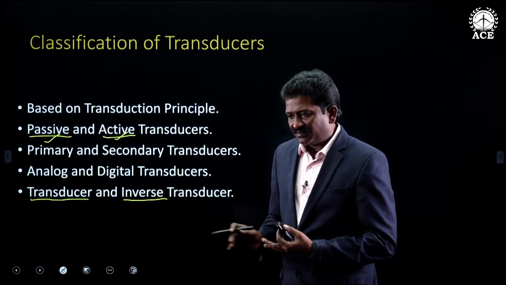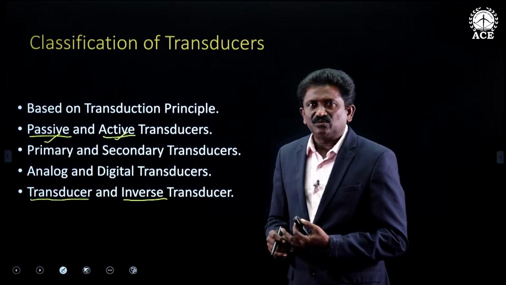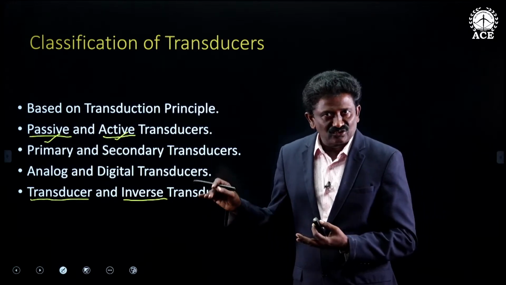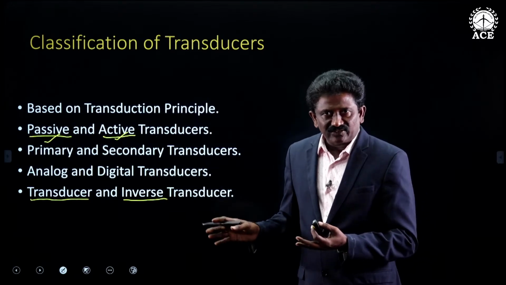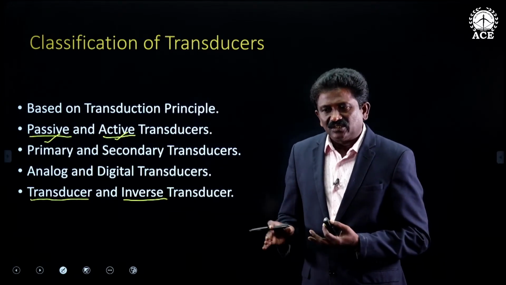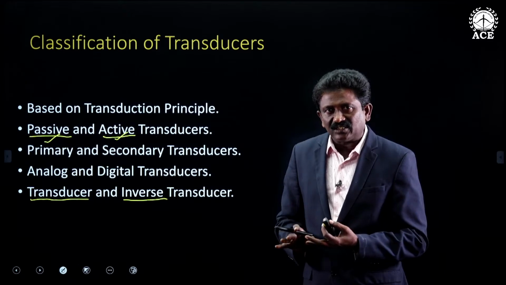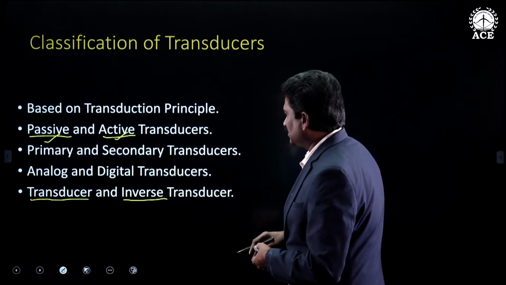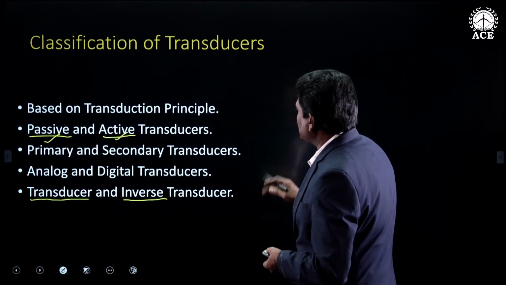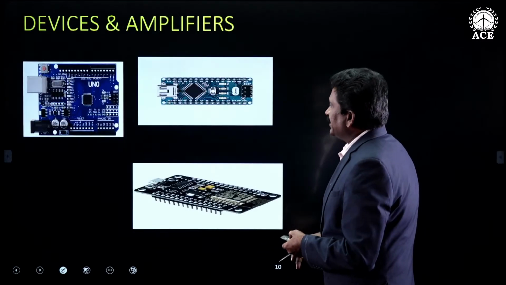So for example, resistive, capacitive and inductive transducers are the examples of the inverse transducers. That means actually this type of transducers will work on the transduction principle. That's why you can say these are the best examples. Actually these are the classifications of the transducers.